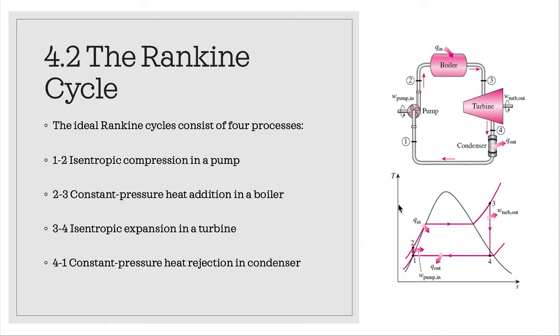condenser. This is the TS diagram of the Rankine cycle, and if we look here, at state 1, the liquid that enters the pump is saturated liquid. Okay, and the fluid that enters the inlet of the turbine is superheated. And for the Rankine cycle, we have to remember that it is a modification of the Carnot cycle.